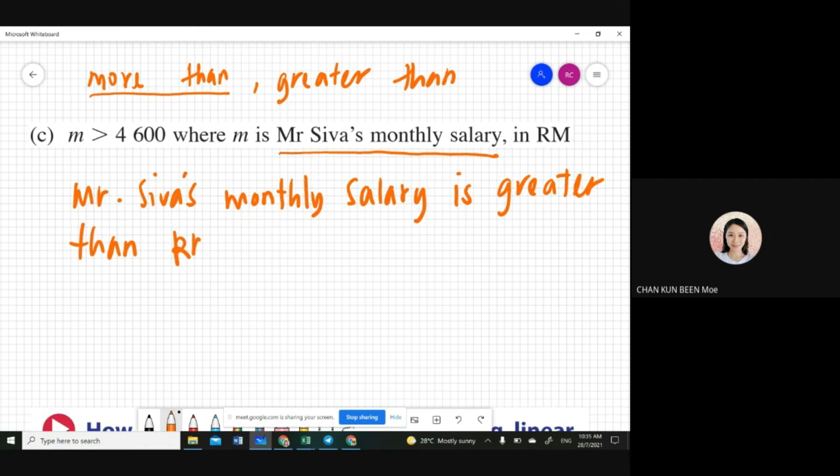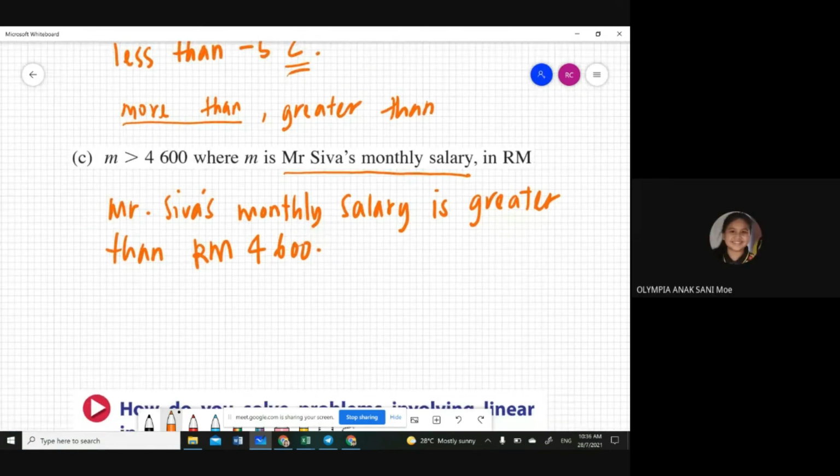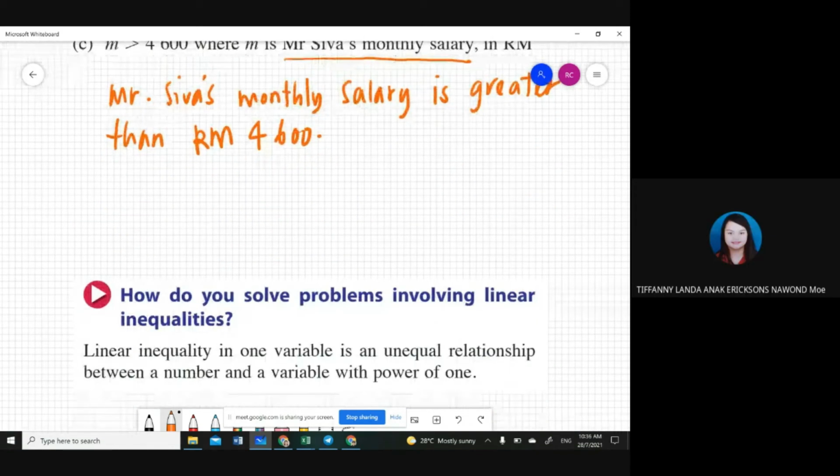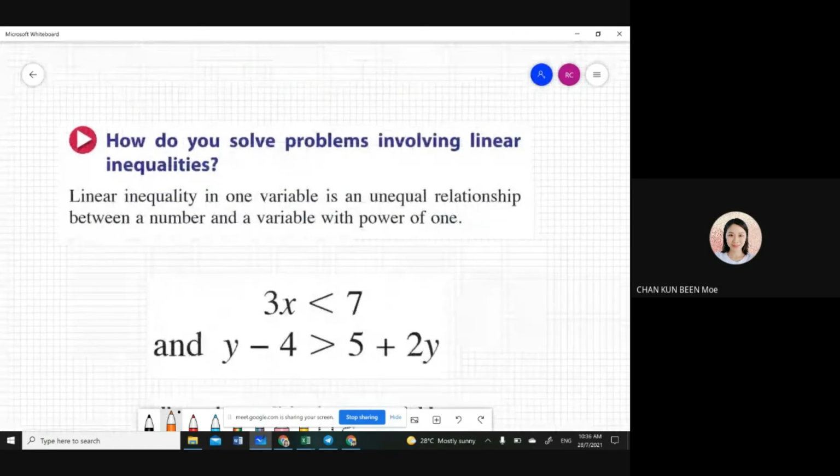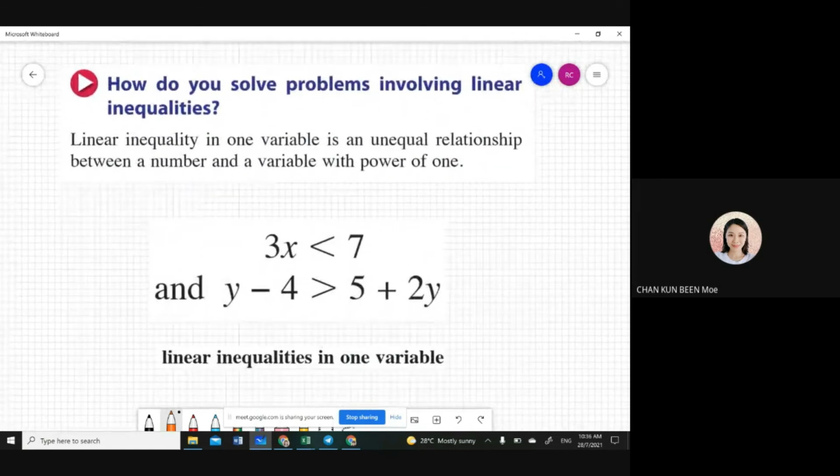Now you add in the unit RM 4,600. Okay, do you have any questions? No? If you don't have any questions, okay, we carry on with how to solve problems involving linear inequality.